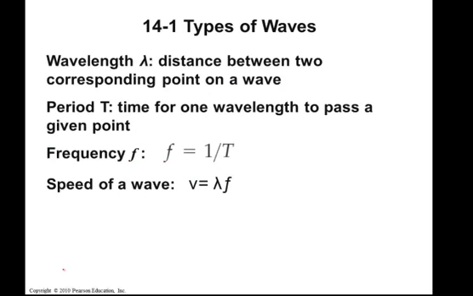Okay, when we look at a wave, the wavelength is the distance between two corresponding points on a wave. So if we're thinking about a transverse wave like this, the wavelength could be from a crest to a crest. That would be one wavelength.